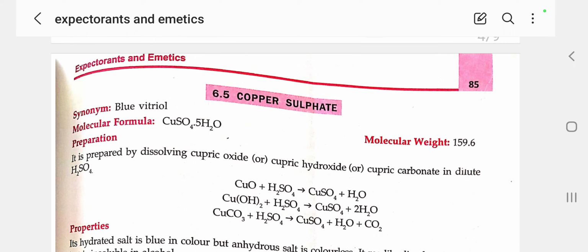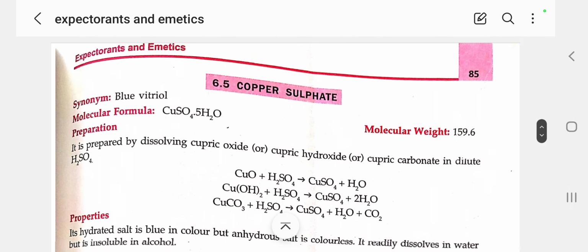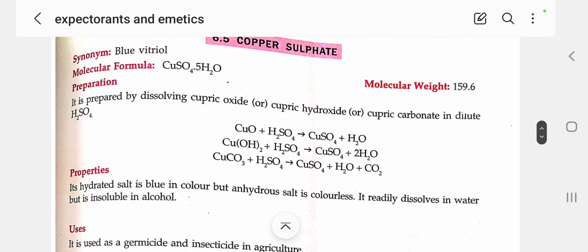So copper oxide, or copper hydroxide, or copper carbonate is treated with sulfuric acid, so that water molecules are removed, and immediately we will get the copper sulfate. Okay, so this is the method of preparation of copper sulfate.